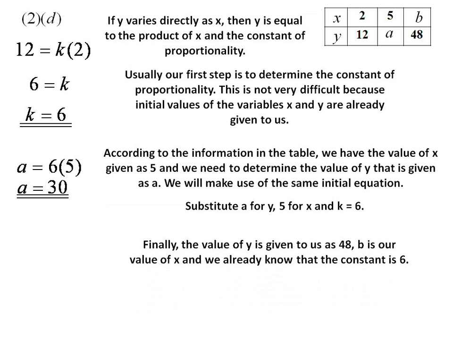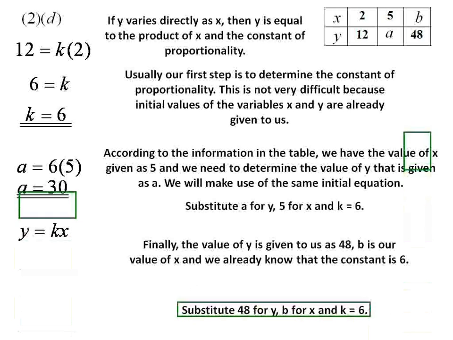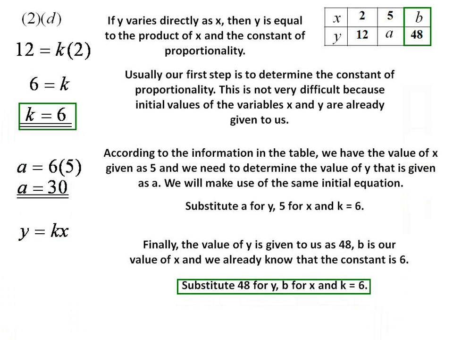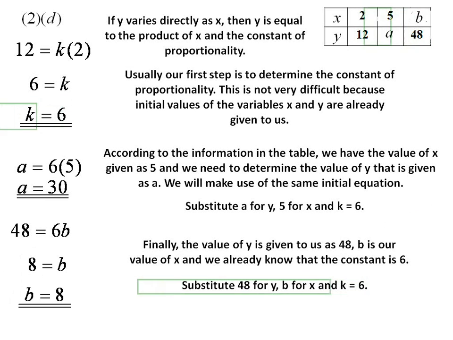Finally, the value of y is given to us as 48. B is our value of x, and we already know the constant of proportionality, that it is equal to 6. Use the same relationship, substitute the known values. The only unknown in this particular case will be b. Transpose by dividing by 6, and the answer is b is equal to 8. There's nothing to it.